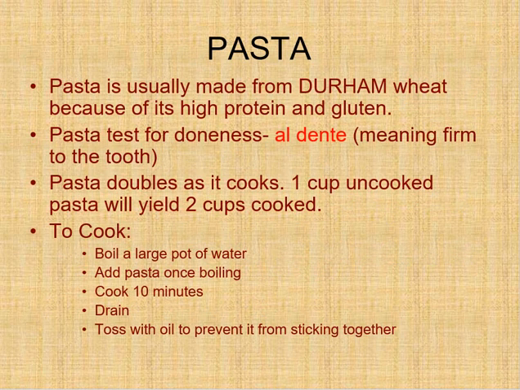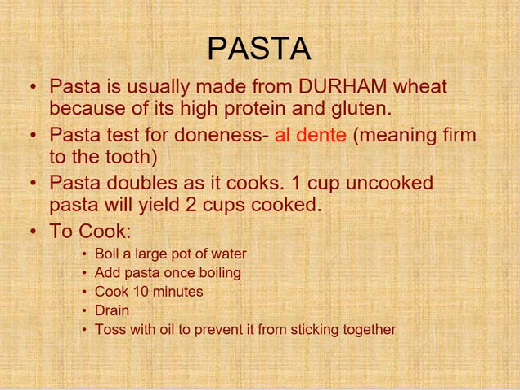Pasta is usually made from durum wheat because it is high protein and has high gluten, which makes for a nice tender chew to your pasta. When we cook pasta, which we will do probably when we get back from Thanksgiving, you're going to test for doneness. You want to make sure that it is al dente, meaning it is firm to the tooth. It's not crunchy, but it does have a little bit of firmness in the bite.